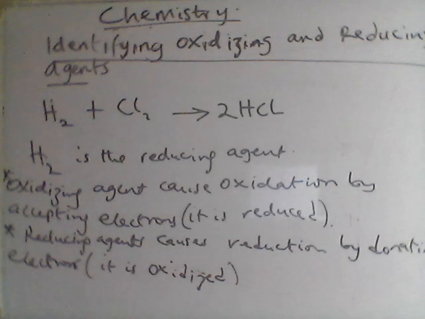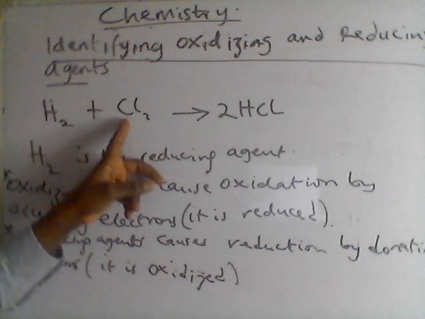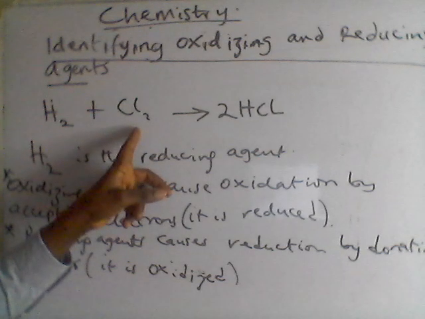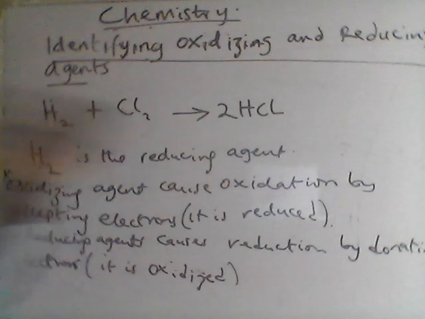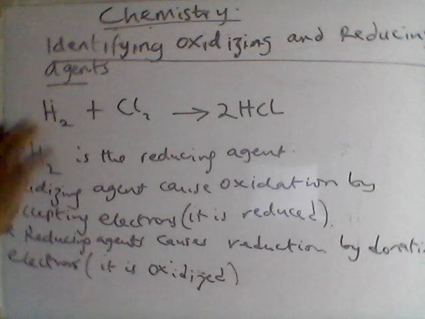So there are two terms now. First of all, it's a reducing agent. Reducing agents are the ones that are oxidized, while oxidizing agents are the ones that are reduced. So chlorine is oxidizing. Why? Because chlorine accepted electrons. For you to understand this very well, you can write the ionic format of this.